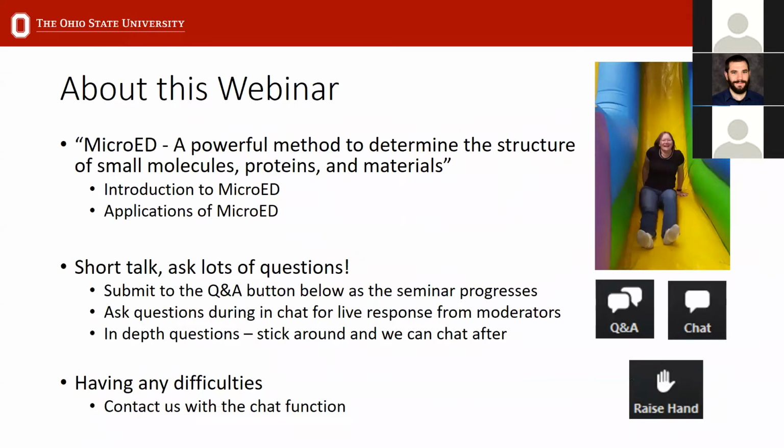Today's talk is going to be by Nicole on MicroED. She'll give an introduction to micro-electron diffraction and a few examples of it. Again, with these discussions, we want to have lots of questions, have it be more of a discussion than anything. So we've been limiting our talks to about 30 minutes so that we have plenty of time for up to half an hour afterwards for questions.